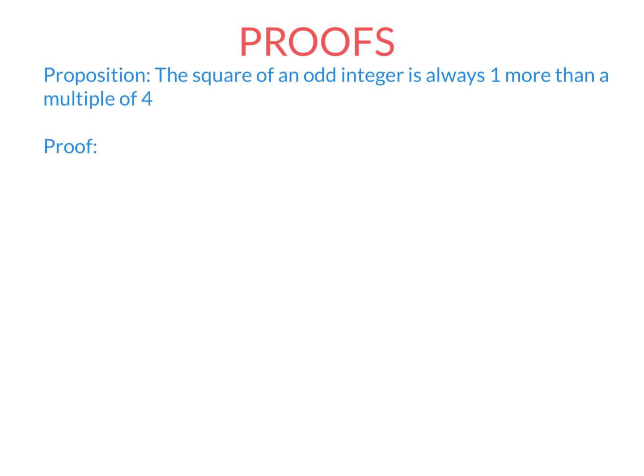In order to prove this, we need to write an arbitrary odd integer as an expression. You can write any odd integer in the form 2k plus 1, where k is itself an integer. That's the definition of an odd integer. It's one more than an even integer. An even integer can be written as 2 times some integer, like 14 is 2 times 7, 32 is 2 times 16. So this is going to represent an arbitrary odd integer.